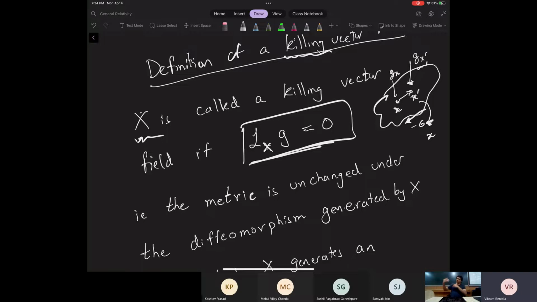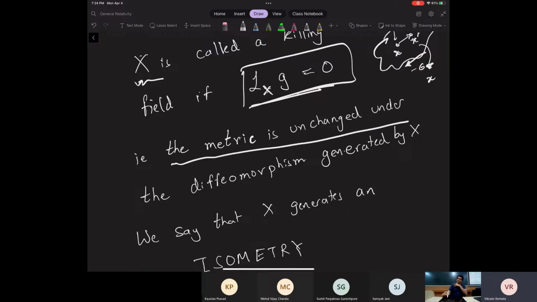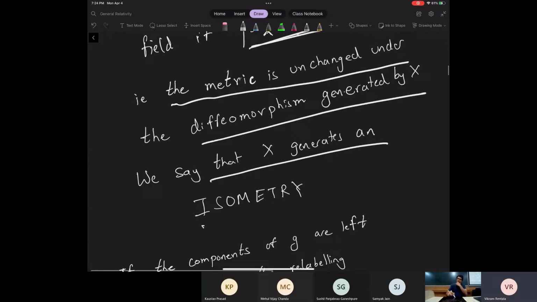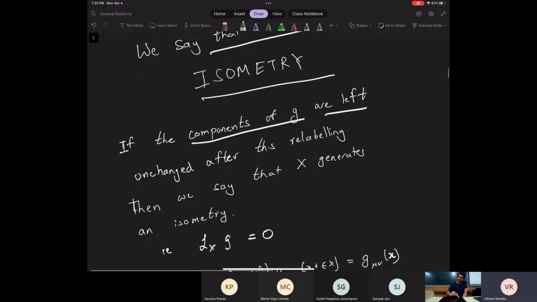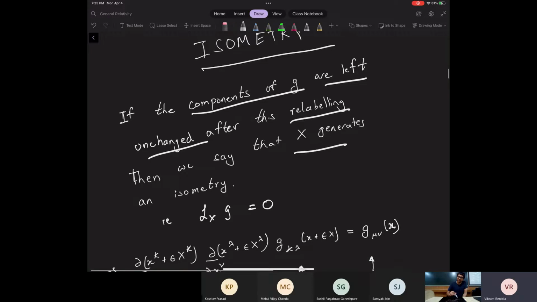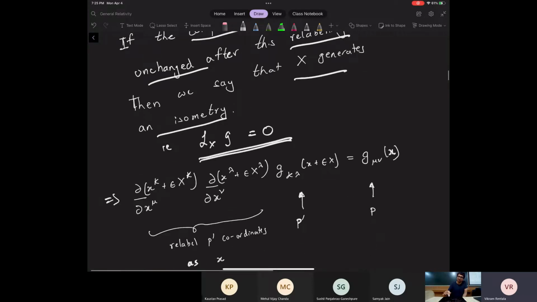When I make that transformation, the metric at x prime changes, and I compare it with the metric coefficients for g at x. If I find that the metric coefficients are unchanged under this diffeomorphism generated by X, then we say that X generates an isometry. That is, under this diffeomorphism the metric has not changed, so we say that this is an isometry. It's easier to see this in components. If the components of g are left unchanged after this relabeling, then we say that X generates an isometry. That is, we say that this derivative is 0.